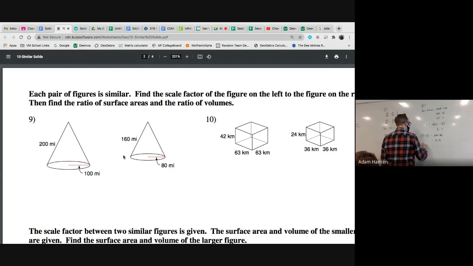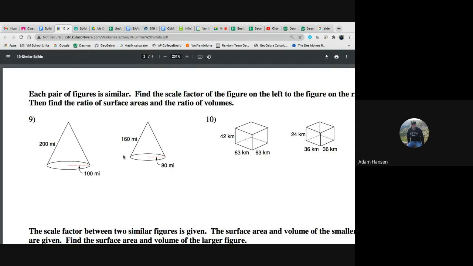What's the ratio of areas? 25 to 16. How'd you get that? I figured out that the ratio was 5 to 4. Then I just squared it. What's 5 squared? 25. What's 4 squared? 16.